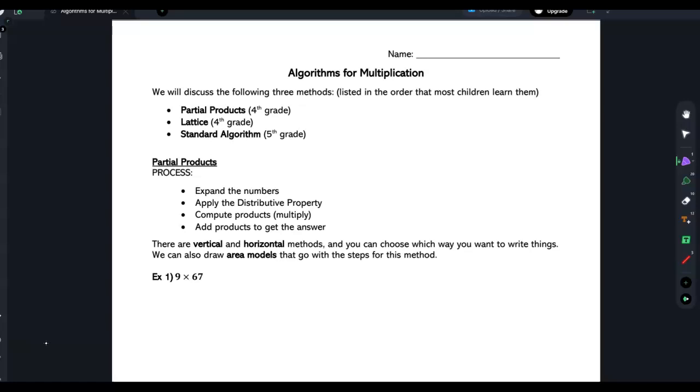If we want to do this horizontally for 9 times 67, we're going to start by expanding our numbers. So 9 is a single digit, I'm not going to need to expand that, but 67, I could write that in expanded form as 60 plus 7. And then we're going to apply the distributive property. So if I distribute the 9 times each term in the parentheses, that's going to give me 9 times 60 plus 9 times 7. And then I'm going to calculate both of those products.